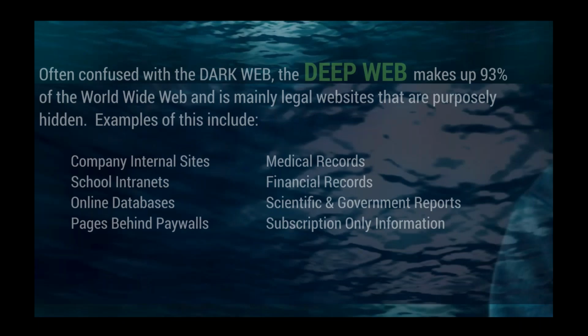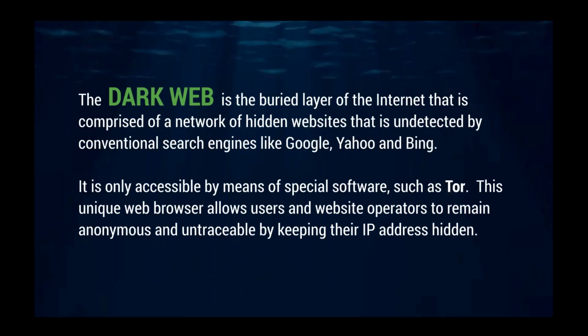Then we dive deeper into what's called the dark web. This is the buried layer of the internet that is comprised of a network of hidden websites that is not detected by conventional search engines like Google, Yahoo, Internet Explorer, Chrome, anything else you want to use, even Netscape for those people who haven't moved on to the newer search engines. It's only accessible by means of special software such as Tor browsers. You may have heard of this type of technology.